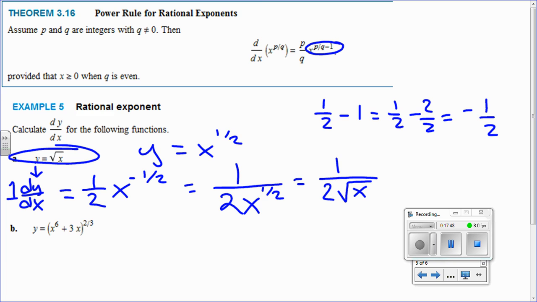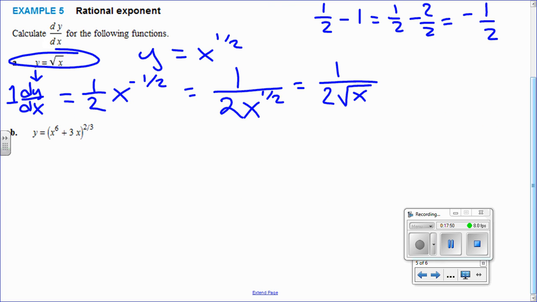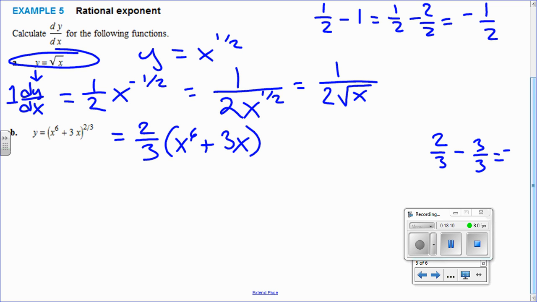Okay, let's do part B. So this is going to be 2/3. First we use the power rule, so 2/3 of what's inside the parentheses, x to the 6th power plus 3x. And then to the 2/3 we subtract 1. So 2/3 minus 3/3, negative 1/3.